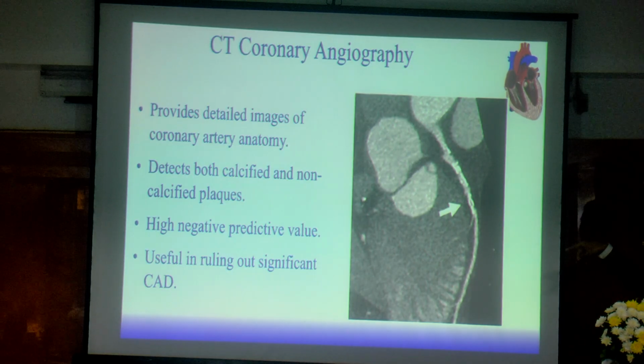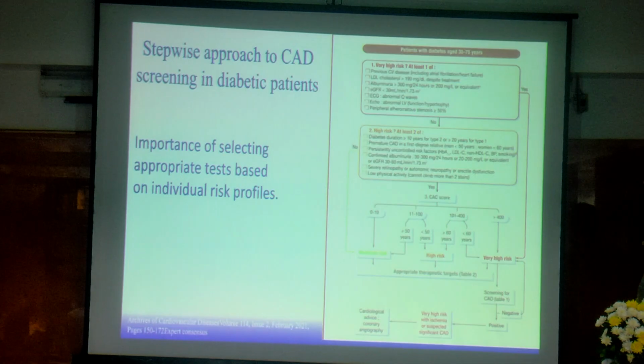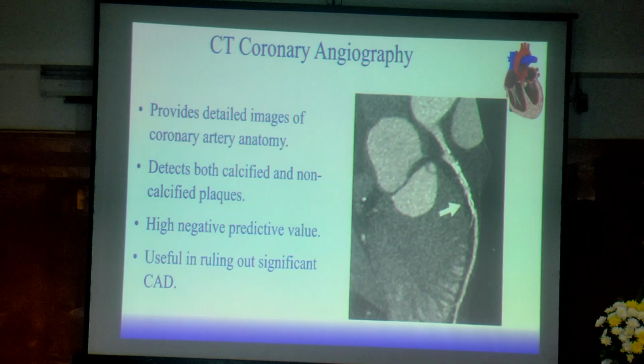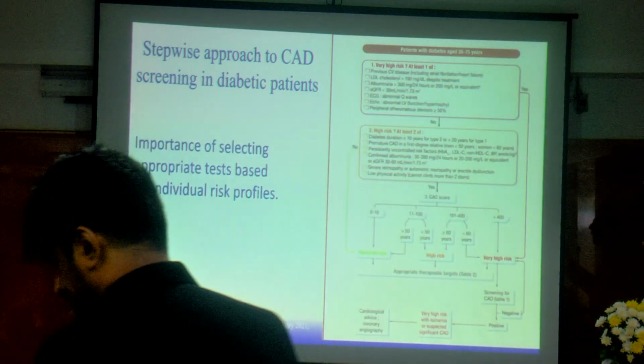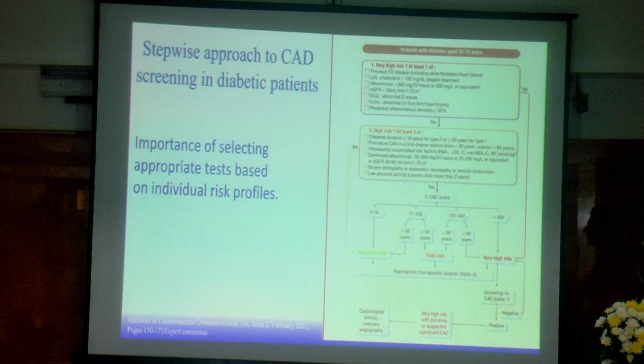The calcium can be identified. The length and the location of the block can be identified. But the calcium score is an easier way to identify, and one can use it in high risk patients. So I'll give you a flow chart on how we identify asymptomatic patients even if their ECG is normal. So you can have a stepwise approach to screen these diabetic patients.